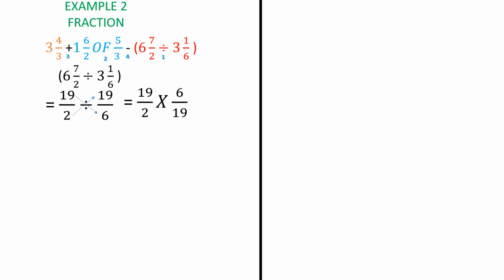Now when we are interchanging the second fraction, we change the sign to multiplication. Or when we cross multiply, that's already formed a multiplication there, which means 19 multiplies 6 and the other 2 multiplies with 19. Now we can easily simplify it here, but remember, if you cannot simplify, just go ahead and simply multiply.